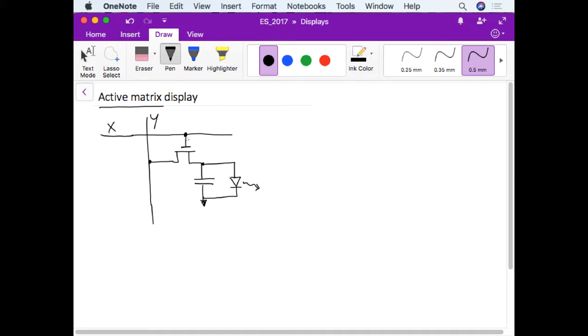When the word line is high and the bit line is high, the transistor is turned on and the capacitor is charged at the voltage of the bit line. Then the diode is also at the voltage of the bit line. The reason for the capacitor is that when you go to the other pixel and turn the transistor off, the capacitor keeps the voltage on the LED, so that the LED can continue to emit. That's the basic circuit.